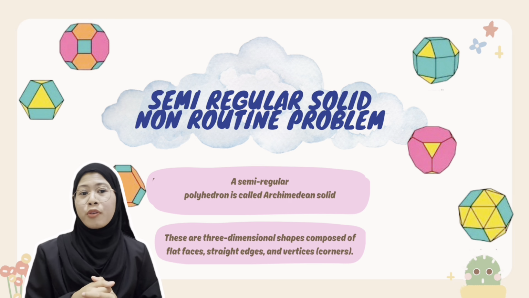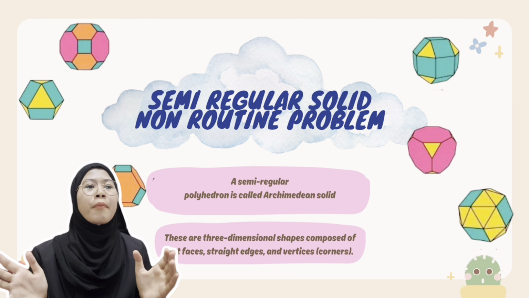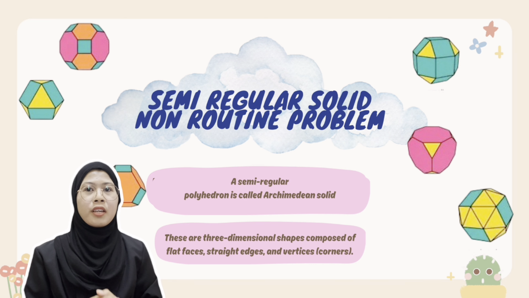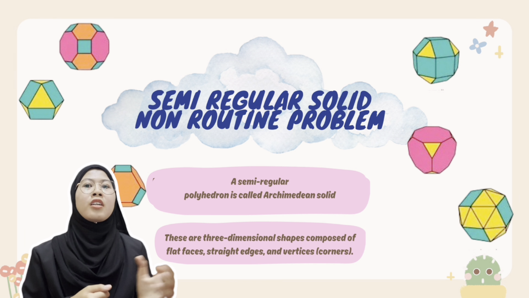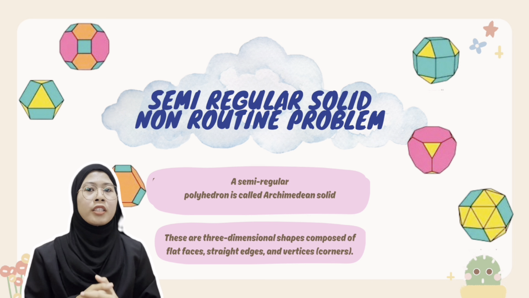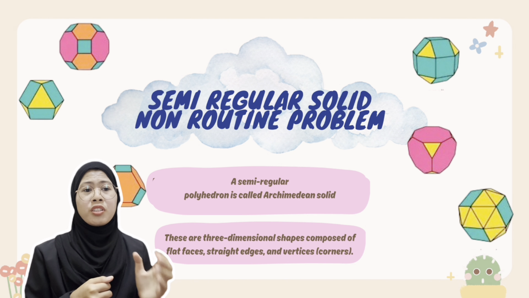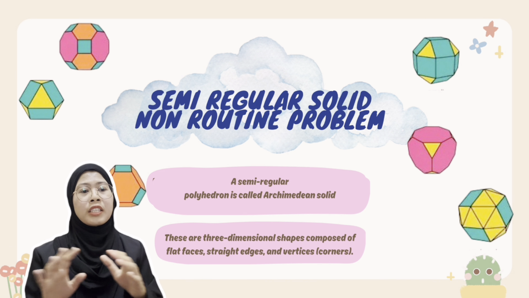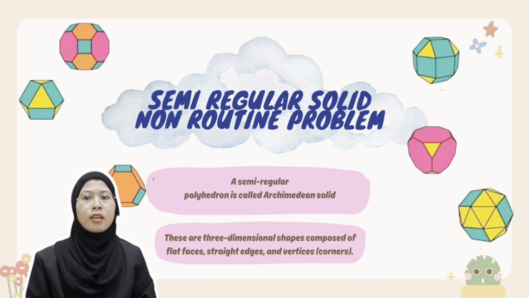What is a semi-regular solid? A semi-regular polyhedron is called an Archimedean solid. Archimedean solids feature a combination of regular polygons meeting at each vertex. These are three-dimensional shapes composed of flat faces, straight edges, and vertex corners.